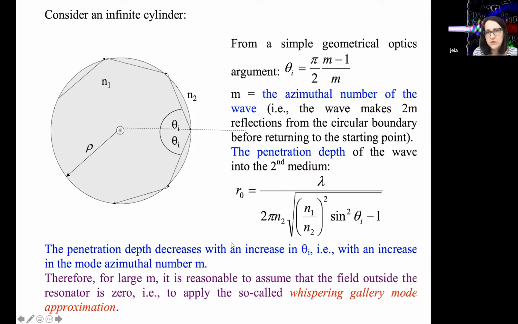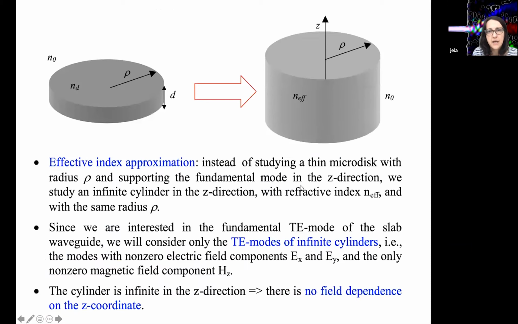And that's easy to see from the total internal reflection argument, because for large M, you have a large angle of incidence of the mode relative to the interface. The other approximation that we are making is the effective index approximation, which allows us to solve a two-dimensional structure instead of a three-dimensional structure of finite thickness. So instead of solving this disk with thickness D and refractive index N_D, surrounded by refractive index N naught, we're just solving a slice of an infinite length cylinder with effective index N effective, same radius, surrounded by the same refractive index. So the thing that you change is basically the refractive index of this cylinder.